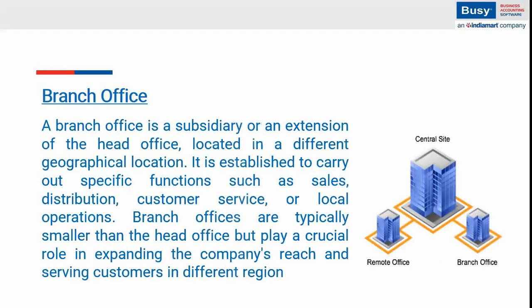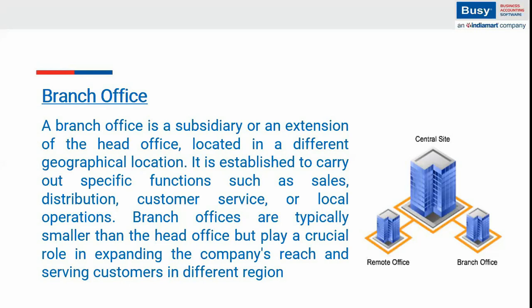Next is, what is a branch? A branch office is a subsidiary or extension of a head office located in a different geographical location. It is established to carry out specific functions such as sales, distribution, customer service, or local operations. Branch offices are typically smaller than the head office but play a crucial role in expanding the company's reach and servicing customers in different regions. A branch office or regional office is a part of the company in a different location or region. The branch office manages the local operations of the company in a different region, like sales operations, servicing operations, and other operations. The branch office reports to the head office for its functioning, and the role of the branch is to expand the market in new areas. So this is the role of the branch office.